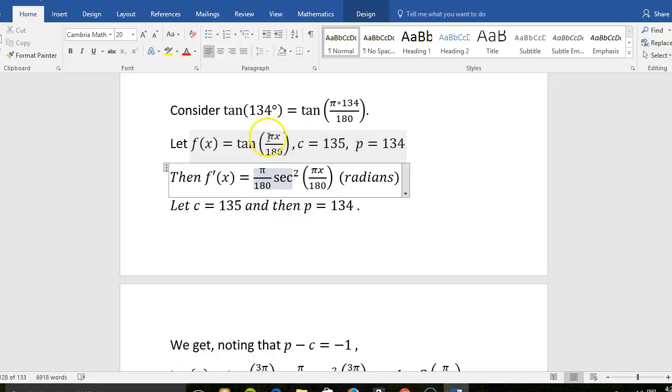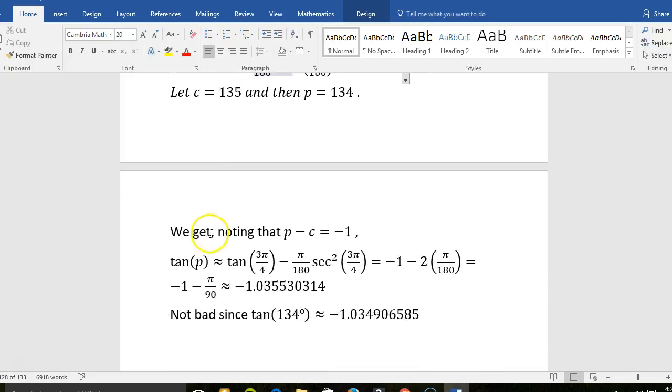I get 135 pi over 180, but that 135 over 180, you can reduce the fraction. You need to get used to doing that anyway. And you divide both of them by 45, and you'll get 3/4. 45 goes into 135 4 times. 45 goes into 180 4 times. So it's 3 pi over 4 when you throw 135 into x right here, okay? So you get the tangent of 3 pi over 4. So when we throw in our c equals 135 and we reduce, we get this.